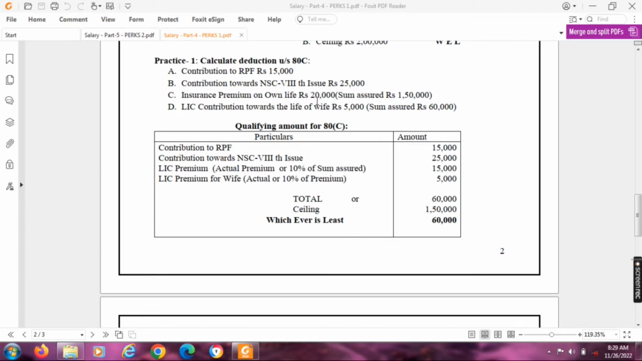Let's see. Contribution to RPF 15,000 fully qualified. Contribution towards NSC 8th issue also fully qualified. LIC premium, actual premium or 10% of policy value, whichever is the least. So actual premium is 20,000, but 10% of the policy value is 15,000, so 15,000 only is qualified. Next one, LIC contribution towards the life of wife. Actual premium 5,000 and 10% of policy value is 6,000, whichever is least, only 5,000 is qualified. So the total amount is 60,000 or the ceiling amount 1,50,000, whichever is the least. So 60,000 is the only qualifying amount for the first practice.